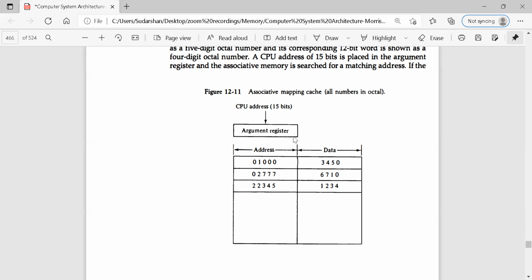So that's the basic idea behind this technique, namely associative mapping. What is the drawback of associative mapping? You know pretty well. Associative memory is very expensive.